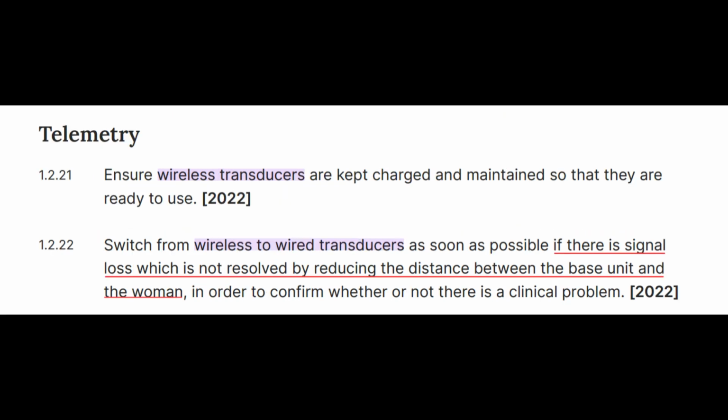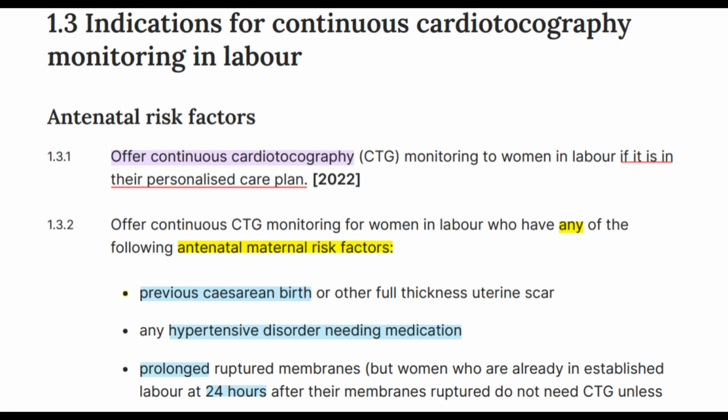Telemetry. Ensure wireless transducers are kept charged and maintained so that they are ready to use. Switch from wireless to wired transducers as soon as possible if there is signal loss which is not resolved by reducing the distance between the base unit and the woman, in order to confirm whether or not there is a clinical problem. Indications for continuous cardiotocography monitoring in labor.